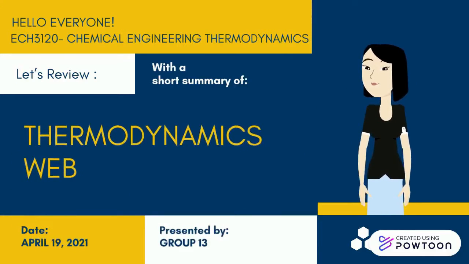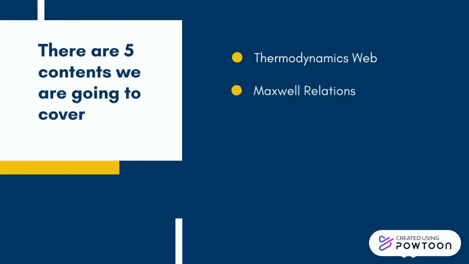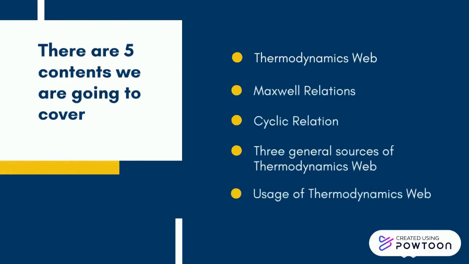Today, we are going to review a short summary of the Thermodynamics Web. Five contents we are going to cover. First, Thermodynamics Web. Second, Maxwell relations. Third, cyclic relations. Fourth, three general sources of Thermodynamics Web. The last one is usage of the thermodynamic web.